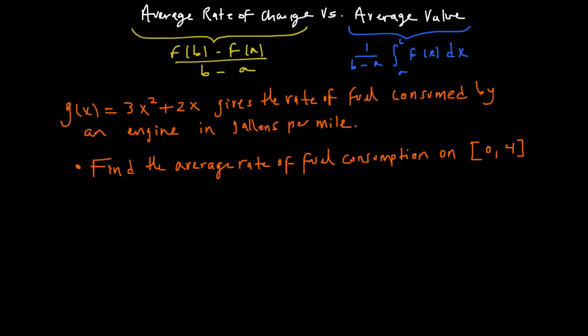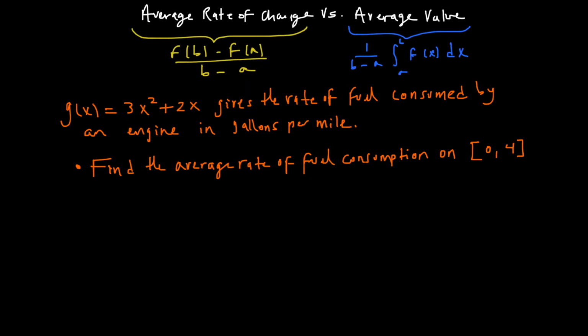Now, here's an interesting example. It says g of x is equal to 3x squared plus 2x, and it gives you the rate of fuel consumed by an engine in gallons per minute. And then the question says, find the average rate of fuel consumption on 0 to 4. And this can be so confusing to some students because of the wording again. They're using the word average rate of fuel consumption. And so students get fixated on this average rate, and they say, well, it sounds like average rate of change. It must be this formula here.